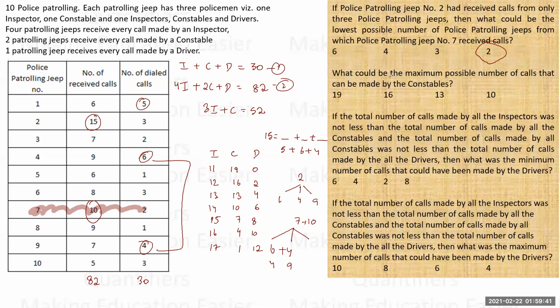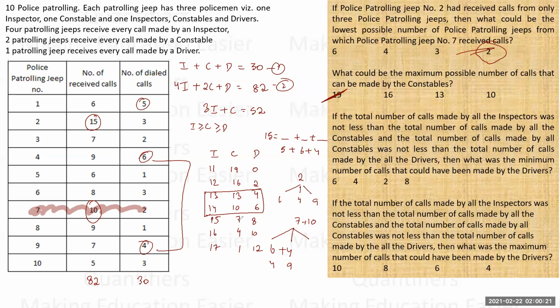What could be the maximum number of calls that can be made by the constables? Constable can make the maximum number of calls as 19 in this case. Okay, done, easy peasy. If the total number of calls received by inspectors was not less than the number of calls made by constables, so I is greater than or equal to C. It should not be less. And the total number of calls made by constables is not less than the number of calls by the drivers, so C should be greater than or equal to D. So I is greater than or equal to C, this case is possible. These two cases are possible.